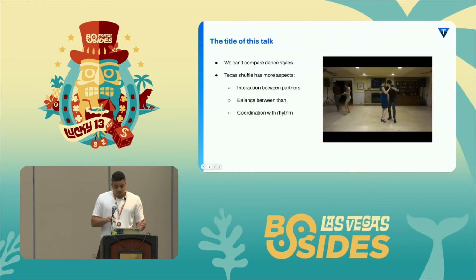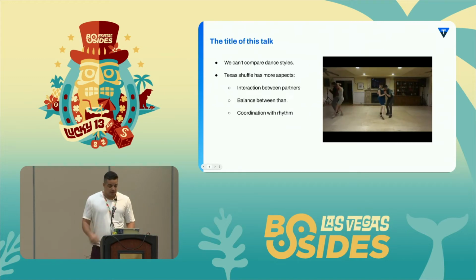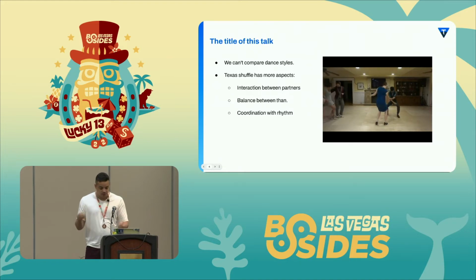So the Texas Shuffle should be our cloud environment: the comparison between data plane, control plane, and the balancing between those.